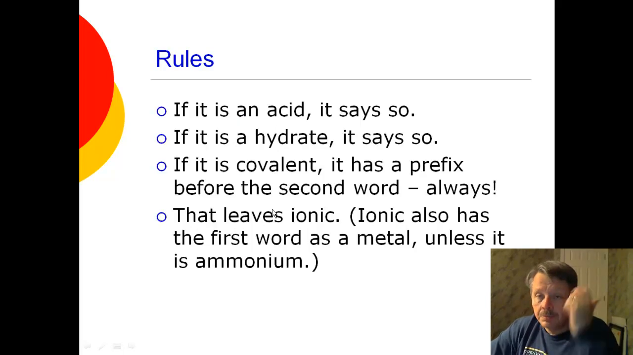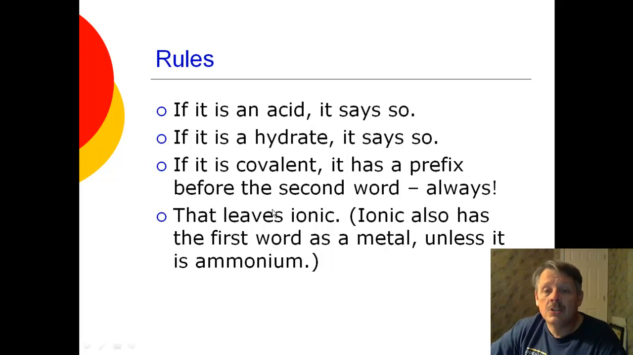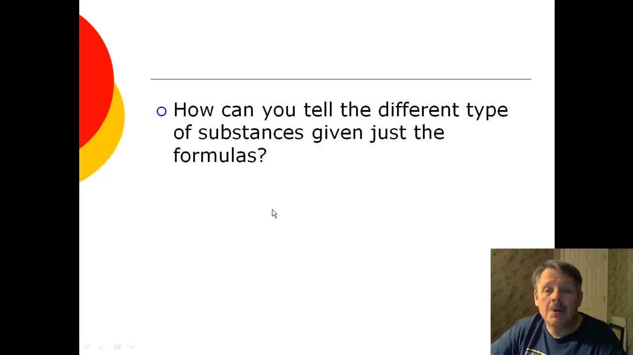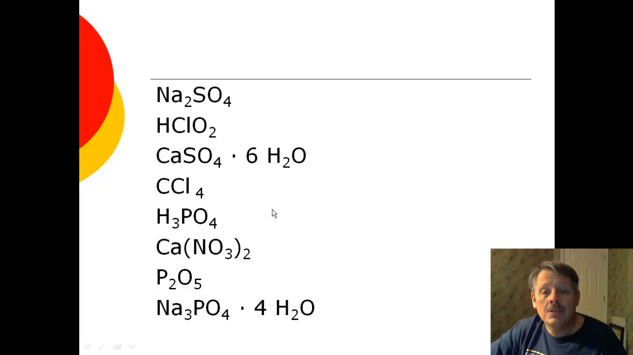So, if it's an acid, it tells you. If it's a hydrate, it tells you. If it's covalent, it has a prefix before the second word. Always, always, always. Which leaves ionic ones. Ionic also has the first word as a metal unless it's ammonium. But that's it. Those are your rules. How about if I just give you the substances? What can you do with the substances? How can you tell those? Well, that should be pretty easy as well.